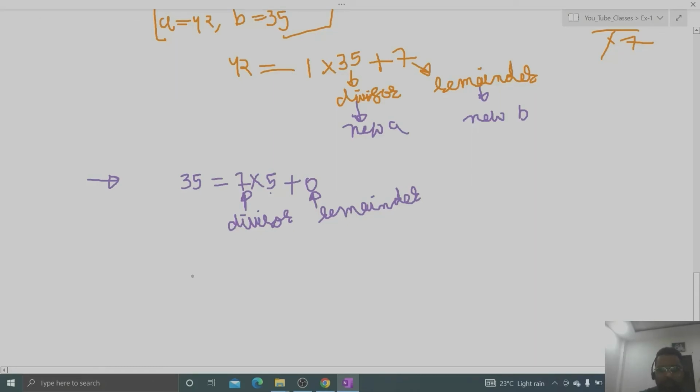So what is our answer? Actually, our HCF, not answer. We are finding the HCF of 455 and 42, and it is 7 here, because this remainder has become 0. Okay, this is Euclid's division algorithm.